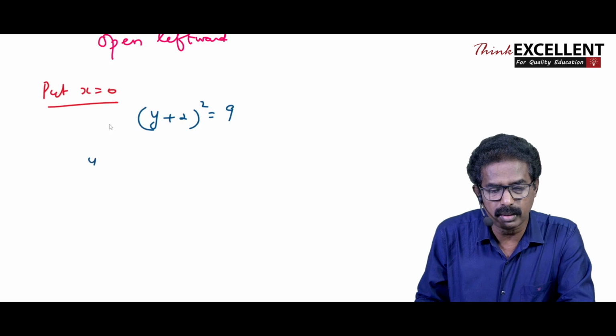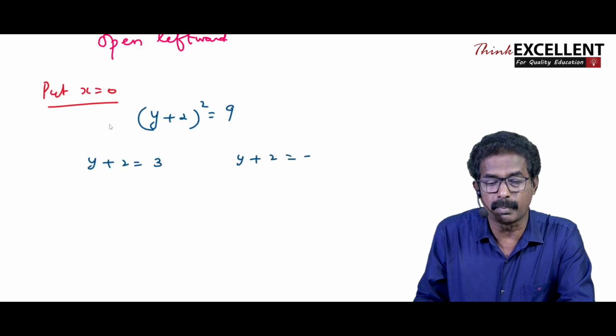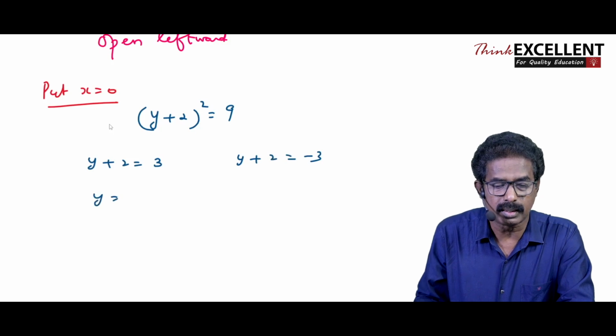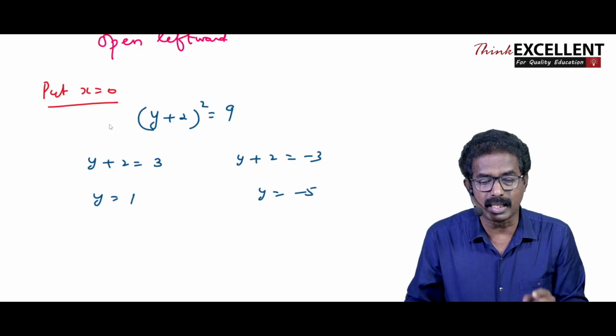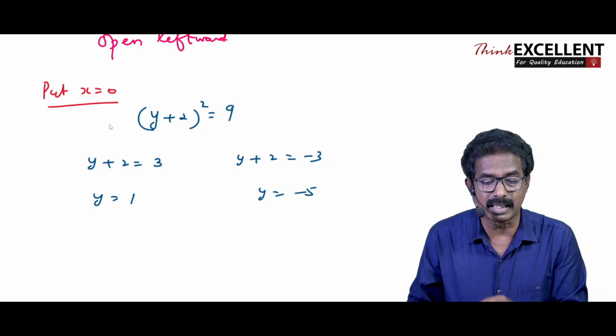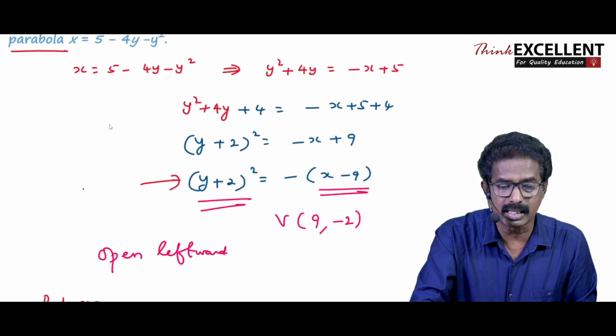Take square root. y plus 2 is equal to plus 3 or y plus 2 is equal to minus 3. அப்போ y equal to 3 minus 2, 1. இங்கே y equal to minus 5. அப்போ y axis ரெண்டு இடத்துல கட் ஆகுது, 1 and minus 5. அப்படின்னா y varies from minus 5 to 1. டயக்ராம் பாருங்க, minus 5 to 1.